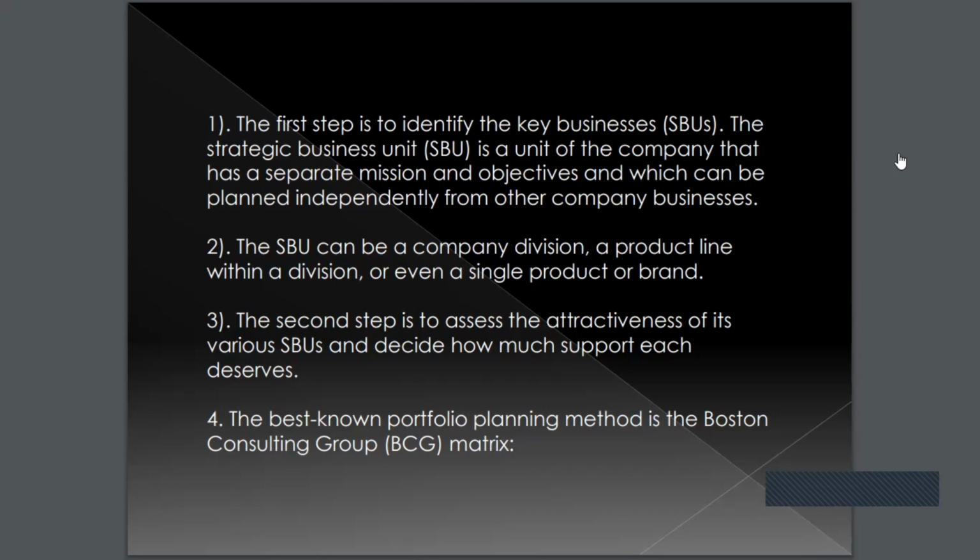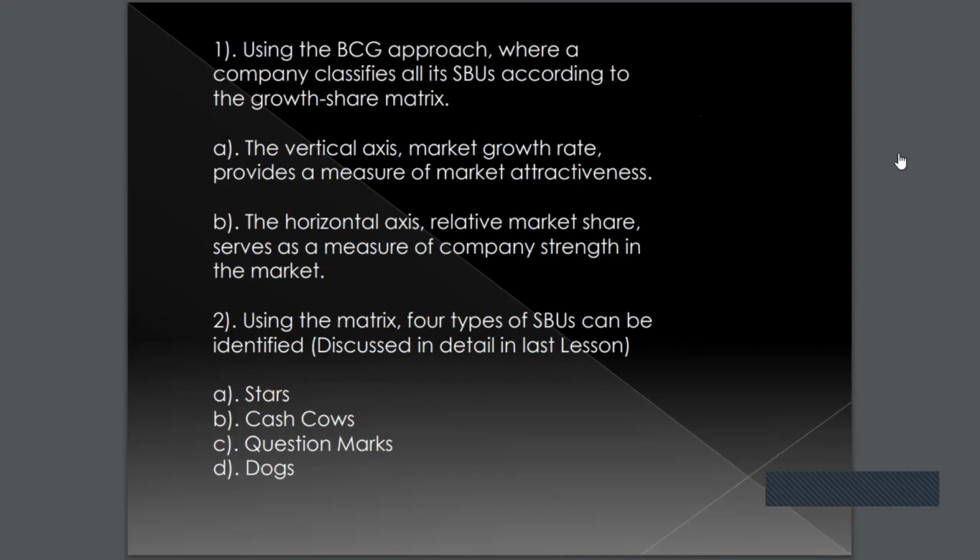The second step is to assess the attractiveness of its various SBUs and decide how much support each deserves. The best known portfolio planning method is the Boston Consulting Group matrix. Using the BCG approach, a company classifies all its SBUs according to the growth share matrix.